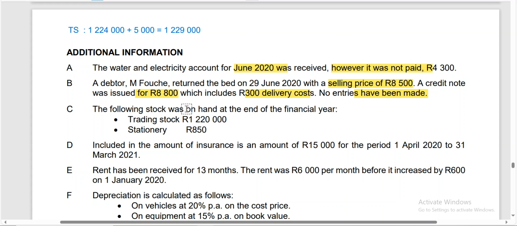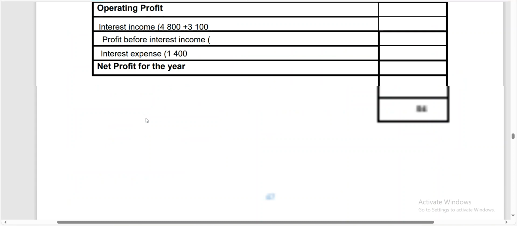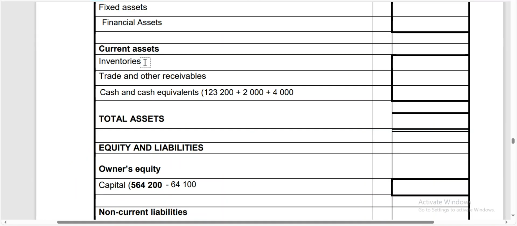Here they're saying that the following stock was on hand at the end of the financial year. So because the stock was on hand, it means this stock was not used. So our trading stock is 1,220,000. Our stationery is 850. So to save time, you are going to go to your balance sheet and enter that under inventory note, because this is part of your inventory.